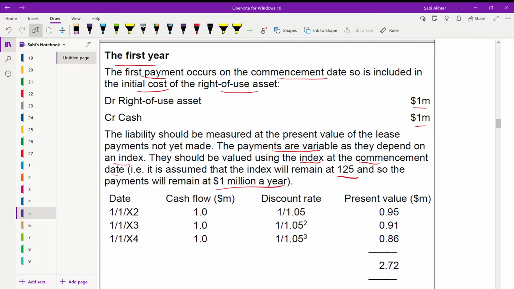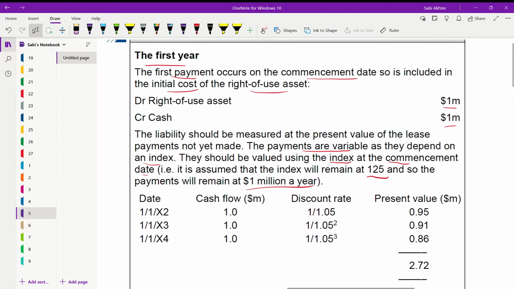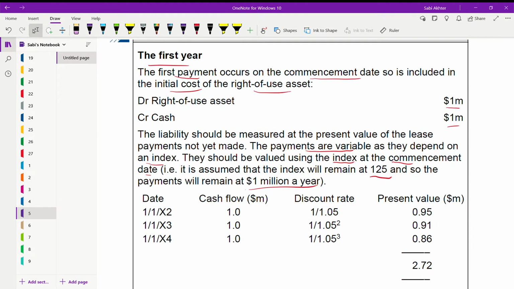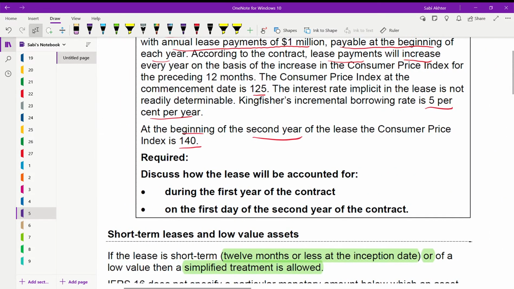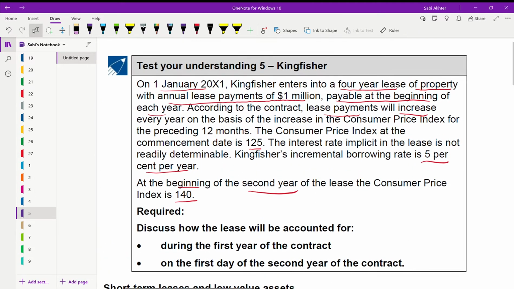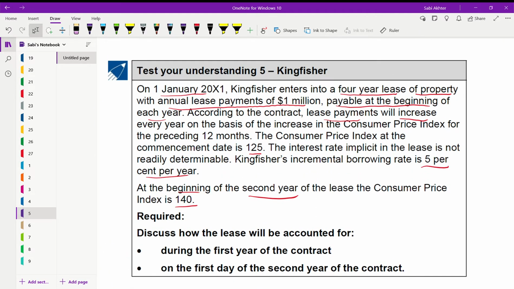So the CPI will remain at 125 and payments will remain at 1 million a year. I'm not quite understanding that line, so let me read it again. At the beginning of each year, according to the content, lease payments will increase every year on the basis of increase in CPI. So if your CPI increases, your payment will increase every year.